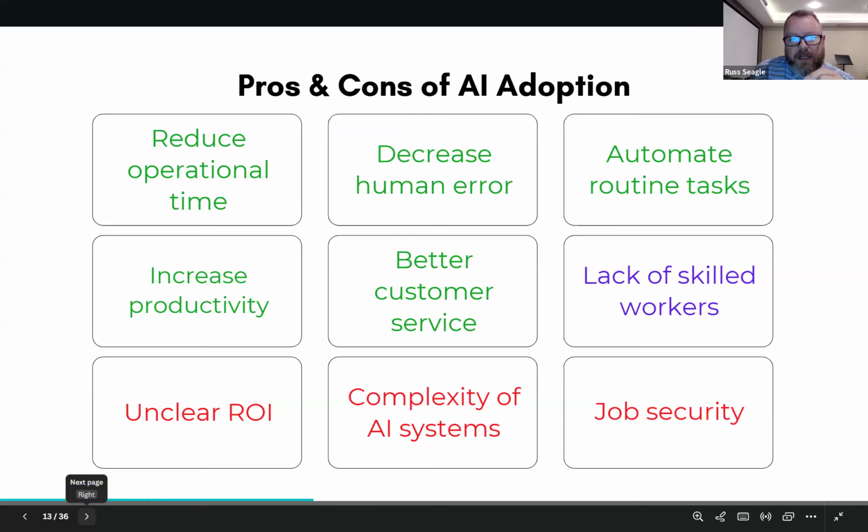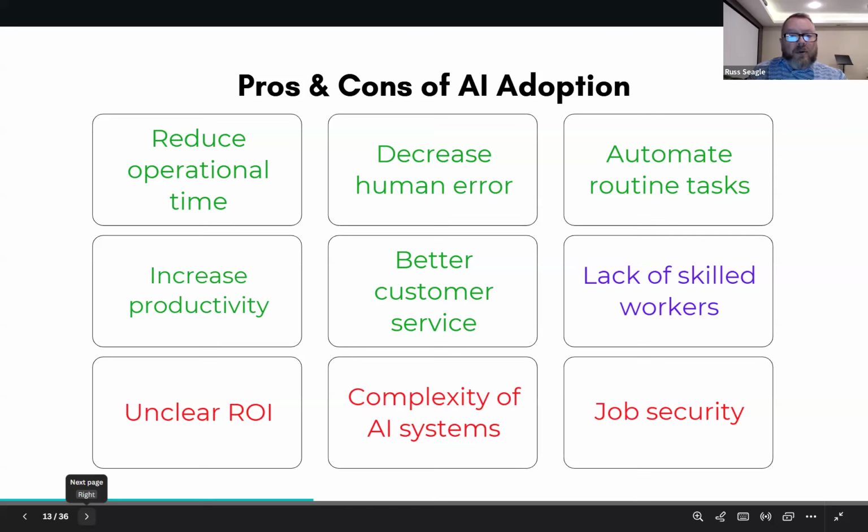And as we think about that evolution of, hey, this is really cool, to how can I use it, to this becomes part of the team, we need to understand that there are pros and cons. And the pros here I've got in green, it's going to reduce your operational time. I'm going to show you ways that it's going to save you so much time. If you're not using it now, you will be. It's going to decrease human error. It has kept me from making some mistakes. It's going to automate some routine tasks.